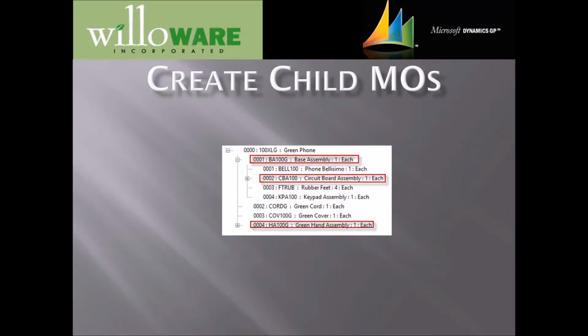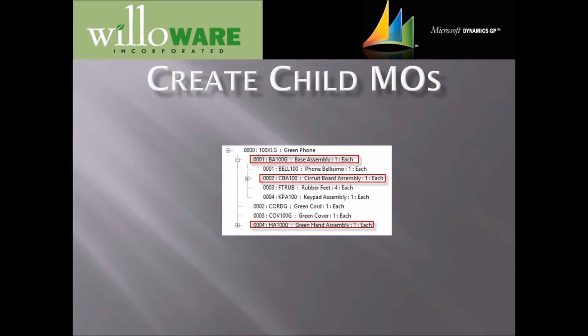Next up is the Create Child MOs utility. This utility creates child MOs for each non-phantom subassembly within the pick list of a parent MO. The utility can be run directly by providing parent MOs in an import, and it can also run automatically when manufacturing orders are created from the MO entry window or from a sales transaction.